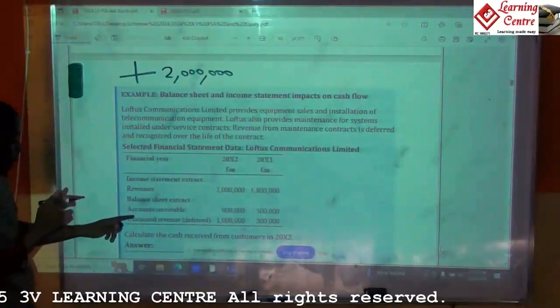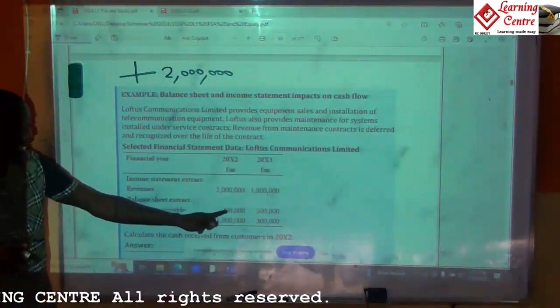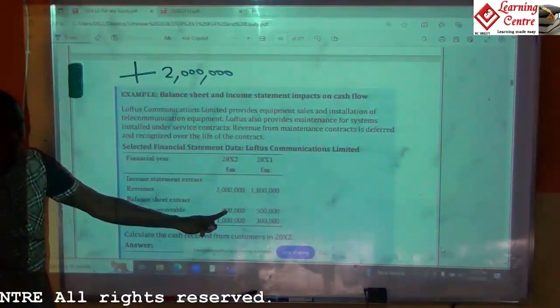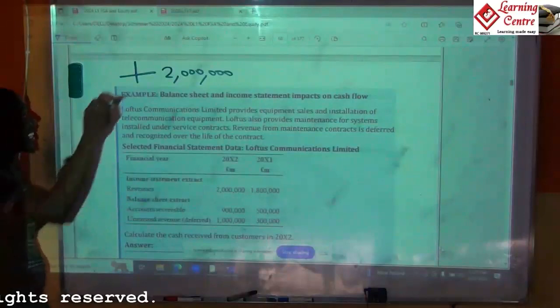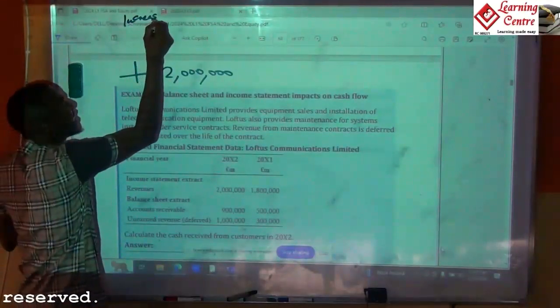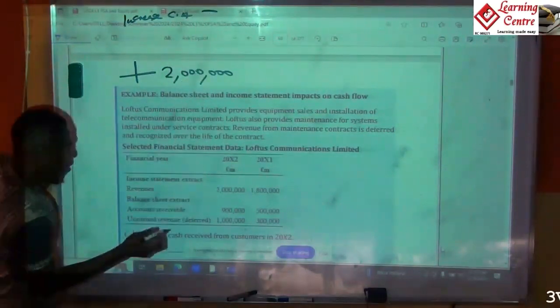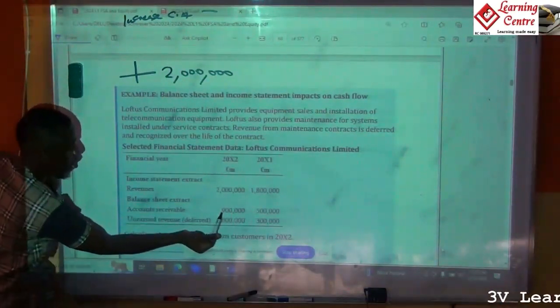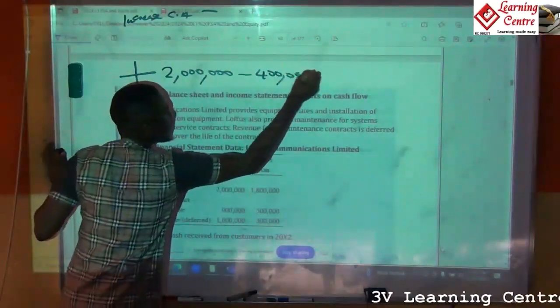The next one is to move to our balance sheet items. If there is an increase in current assets, what do we do? We note it down in the cash flow. If there is an increase in current assets, what do we do? Minus. So what's the increase? The increase is for how much? 400. So it's going to be minus 400,000.